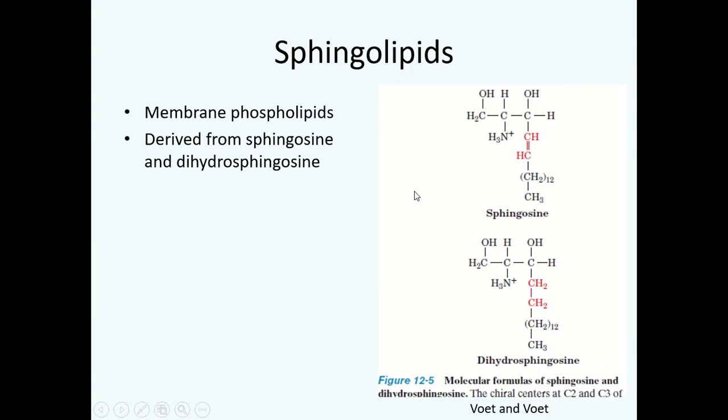The next type of lipids are called sphingolipids. These are derived from sphingosine or dihydrosphingosine. The structure of sphingosine is represented here. These types of lipids do not contain glycerol. Rather, they have this nitrogen-containing compound which is called sphingosine or dihydrosphingosine, as represented in this structure.